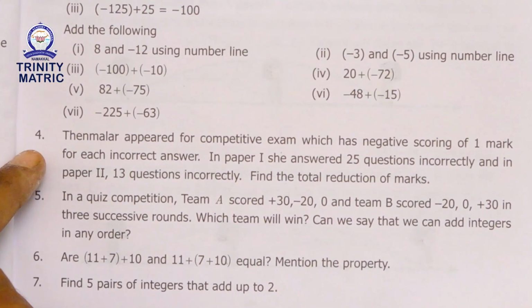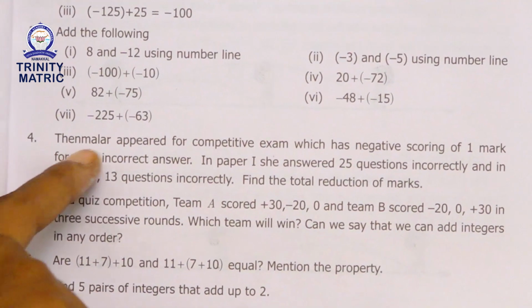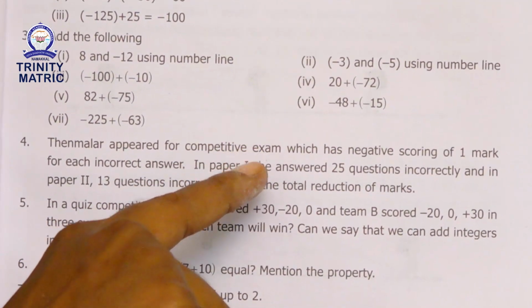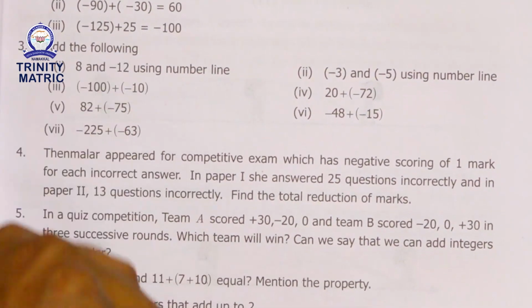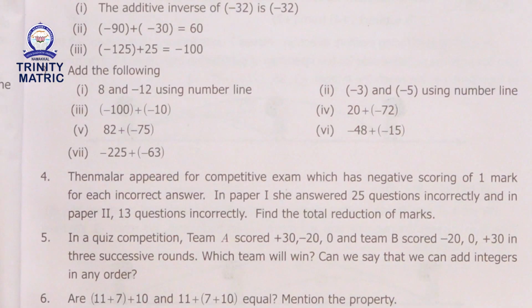See the fourth sum. See the question. Tenmaller appeared for a competitive exam which has negative scoring of 1 mark for each incorrect answer. So each incorrect answer has the negative mark 1. In paper 1, she answered 25 questions incorrectly. In paper 2, she answered 13 questions incorrectly. Find the total reduction of mark.